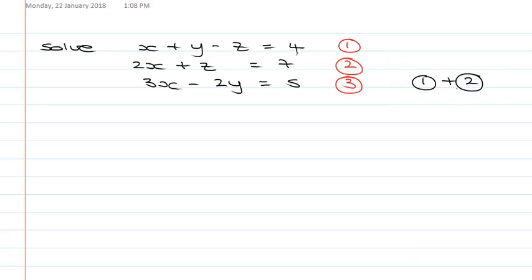So doing that gives me 3x. Obviously I've got a y to consider, and then the z's have been eliminated. 7 plus 4 equals 11. I'm going to call this now equation 4.